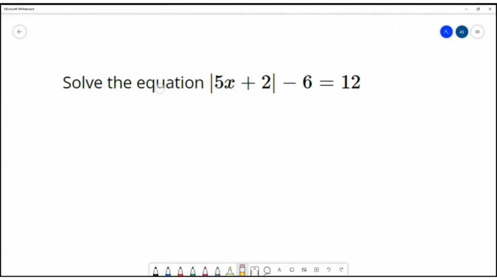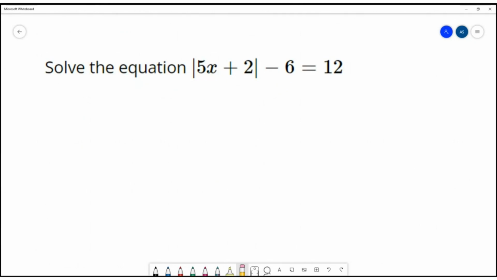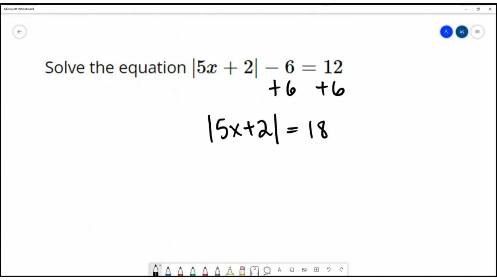For this question, we want to solve the equation absolute value of 5x plus 2 minus 6 equals 12. With absolute value equations, we do break it out into multiple cases to get the answer, but before you break it out into those multiple cases, you need to isolate the absolute value first. So first we need to add 6 to both sides so that the absolute value is the only thing on one side of the equation. So adding 6 to both sides gave me absolute value of 5x plus 2 equals 18.